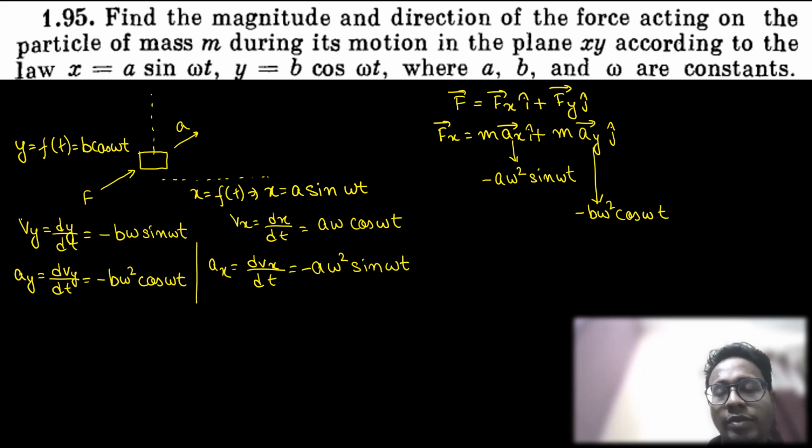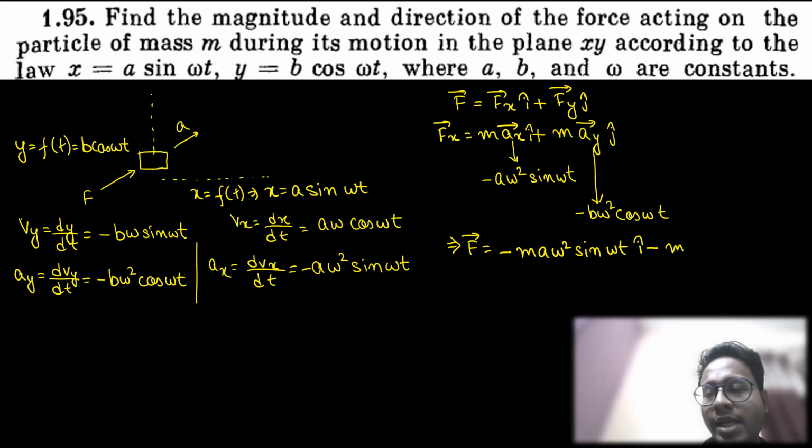Okay, so the total force acting on the body is equal to minus ma omega square sine omega t i, minus mb omega square cos omega t j. Just write down the total force. Okay, you understood what I'm trying to do out here?